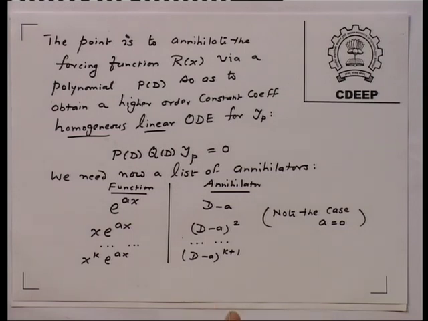What annihilates e to the power ax? D minus a. What annihilates x to the power k e to the power ax? D minus a to the power k plus 1.